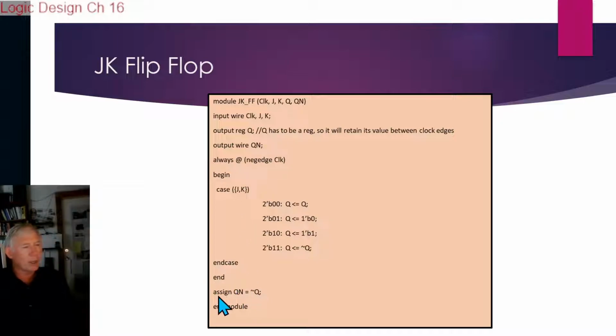And then we have an assignment again outside of the always block. Now this assignment has to be a combinational assignment. So this assigns the wire, the left-hand side here, Qn has to be a wire, and that's how it's defined. And we set it equal to the inverse of the register Q. Okay, and that's all there is to it. This makes a flip-flop. In this case, a JK flip-flop.